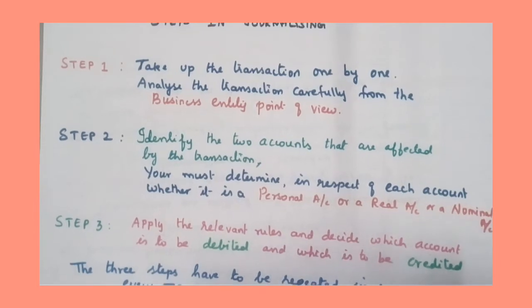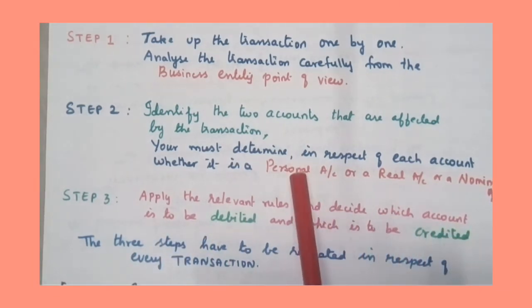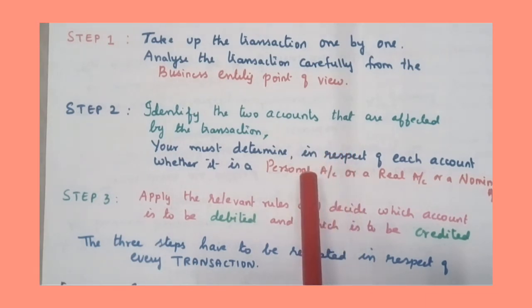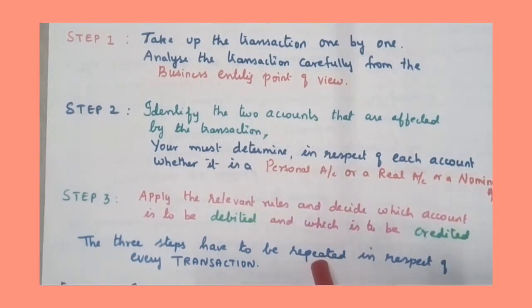Okay, next step 3 என்ன அப்படின்னு பார்த்தீங்கன்னா apply the relevant rules and decide which account is to be debited and which account is to be credited. ஸோ இங்கே என்ன பண்ணிட்டேன், ரெண்டு accounts என்ன effect ஆகிருக்கு அப்படிங்கிறத கண்டுபிடிச்சிட்டு அதை personal, real, nominal-ன்றதையும் கண்டுபிடிச்சாச்சு. இப்போ என்ன பண்ணணும், third step-ல் நீ கண்டுபிடிச்ச அந்த account-ஐ whether it has to be debited or credited-ங்கிறத அந்த rules-ஐ apply பண்ணி we have to find out. Okay, we have to apply the rules and decide which account should be debited and which account is to be credited.